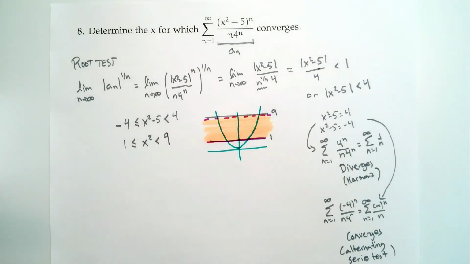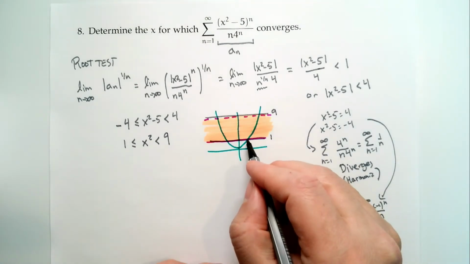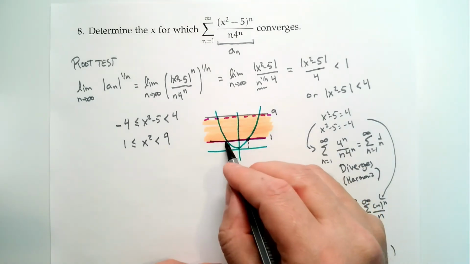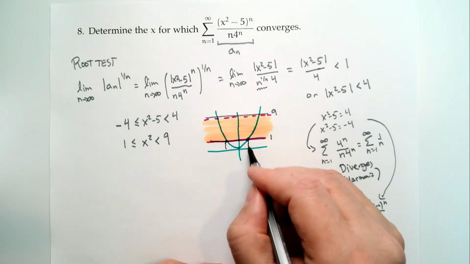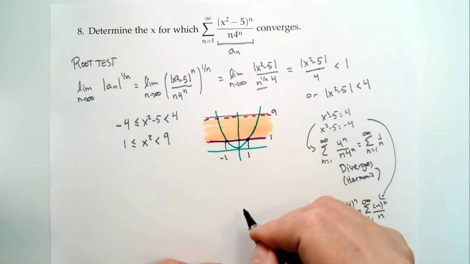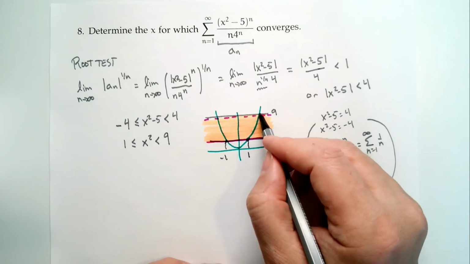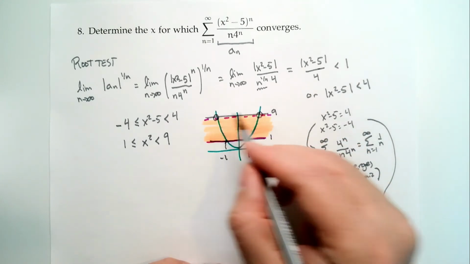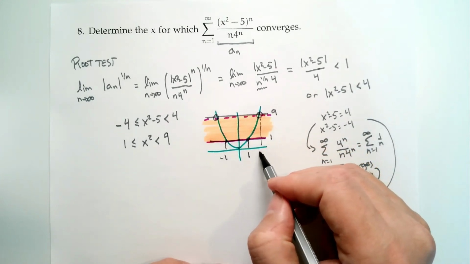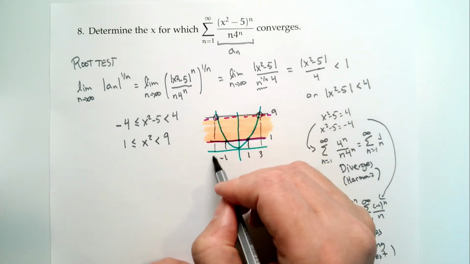All right. Well, I think we can figure this out. So, when does x squared hit the value 1? Well, it does it at minus 1 and plus 1. When does it hit the value 9? Well, it does at 3 and at minus 3.